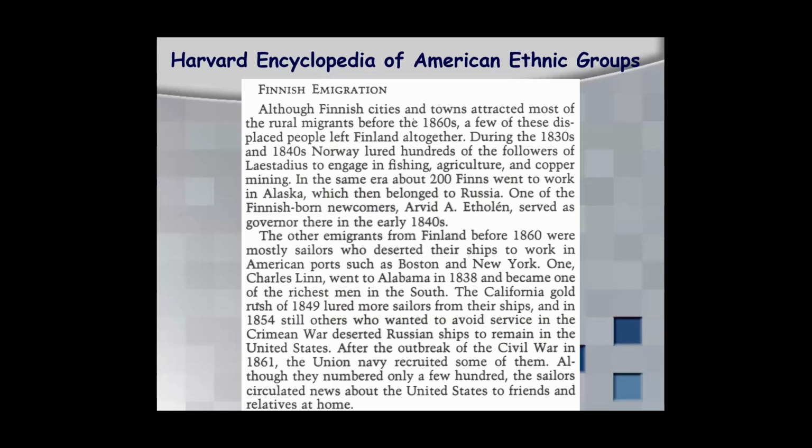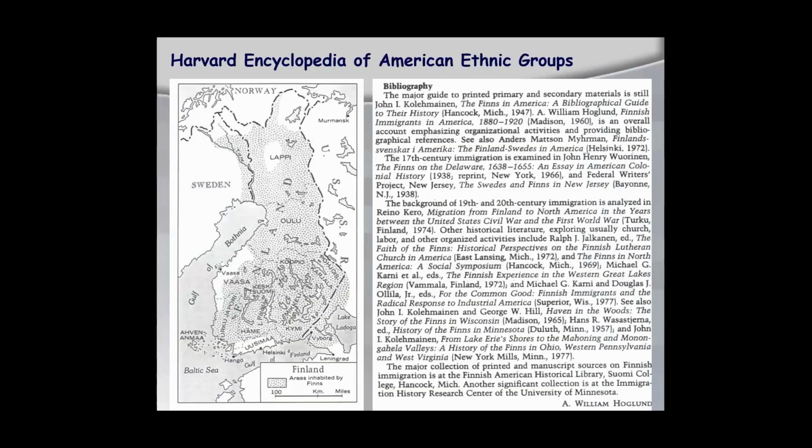Every single section in this encyclopedia has a decent bibliography at the end. And I already admitted that I'm a citation analysis nut, right? So this bibliography, it's kind of like an annotated bibliography, not just a straight list, but some explanation to go with that list. So you have a number of titles. Finns in America, a bibliography. Migration from Finland to North America in the years between the United States Civil War and the First World War.